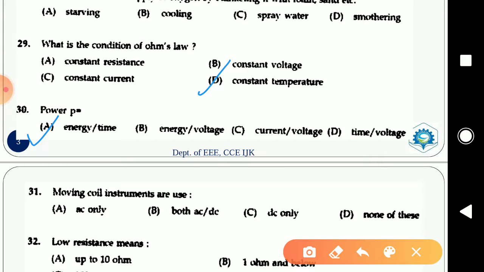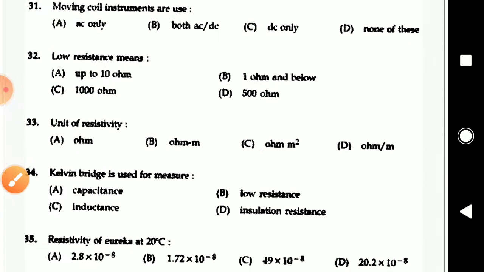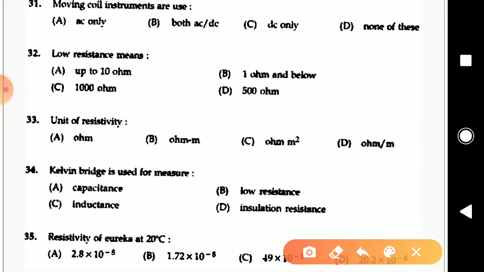Moving coil instruments are used. Moving coil instruments can only be used in DC quantities, or it can be used to measure only DC quantities. Moving on to question number 32. Low resistance means. Low resistance ranges from very low value up to 1 ohm. So 1 ohm and below, option B is the correct answer. Moving on to question number 33, the unit for resistivity.